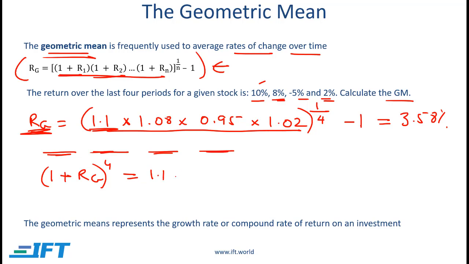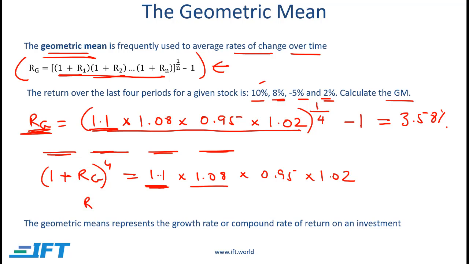So 1.1 into 1.08 into 0.95 into 1.02. This is because if we start with $1, at the end of the first period, that dollar will be this much. At the end of the second period, we will have 1.1 into 1.08 and so on. Therefore, at the end of 4 periods, we will have the product of these 4 numbers.